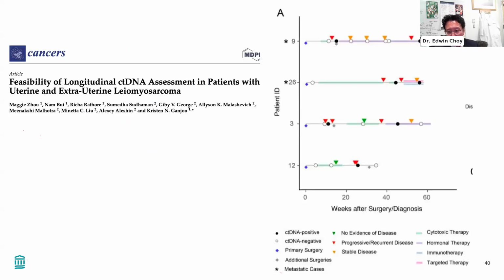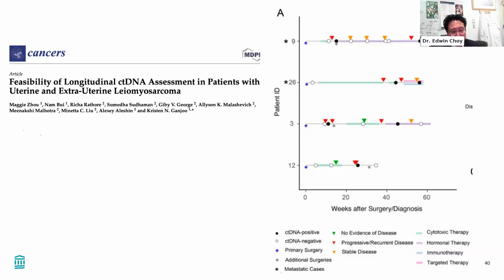And I'm not going to dwell on this because I think Dr. Loong had a much better version of this, but this is a trial that looked at the feasibility of longitudinal ctDNA assessment in patients with leiomyosarcoma. And if you can see here, roughly speaking, these white circles indicate a negative ctDNA test, meaning there was no ctDNA detected. Black circle indicates ctDNA was detected. Red triangle indicates that a scan does show growth of sarcoma, whereas green or orange suggests that there was either no disease or stable disease.